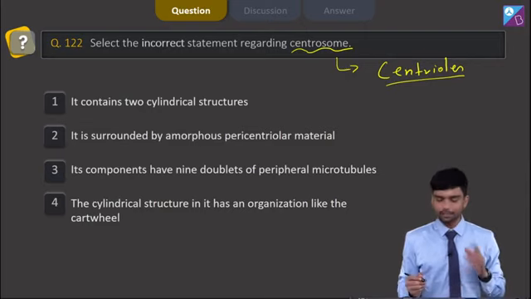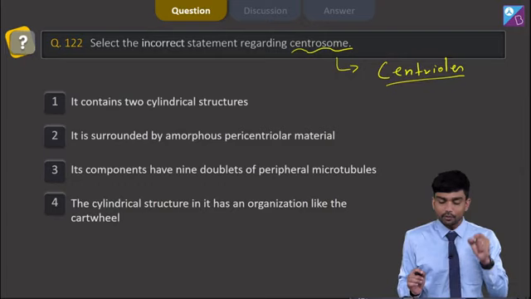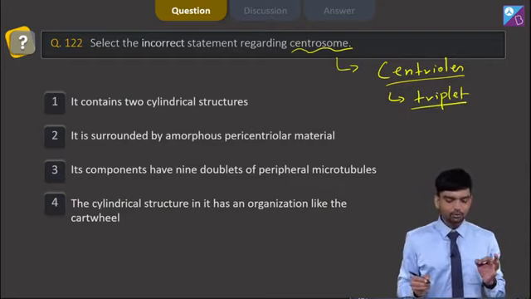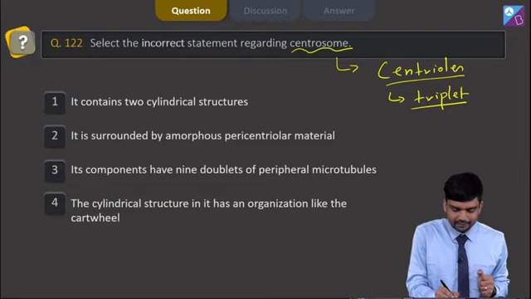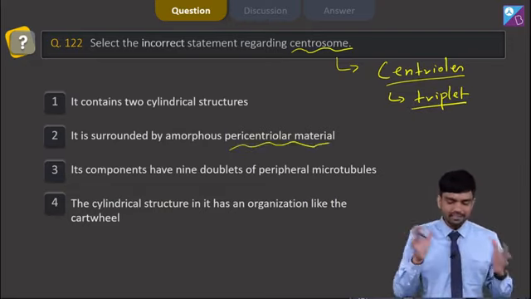And when I'm talking about centrioles, they are made up of 9 evenly placed peripheral fibrils of tubulin protein, each of which is a triplet. Also, the centrosomes are surrounded by a pericentriole material. So let us see which of the following options is incorrect.